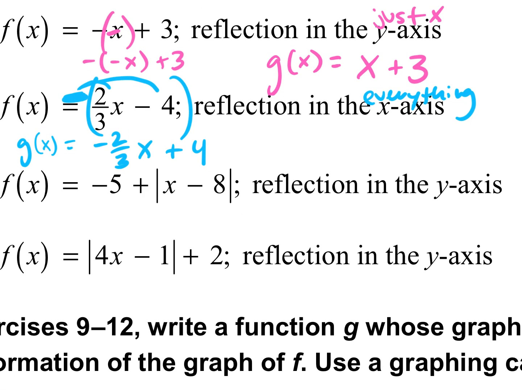A reflection in the y-axis, what gets multiplied by negative 1? Just x. So just x is going to get that negative. So here, g of x is equal to negative 5 plus the absolute value of negative x minus 8. So just the x gets the negative.